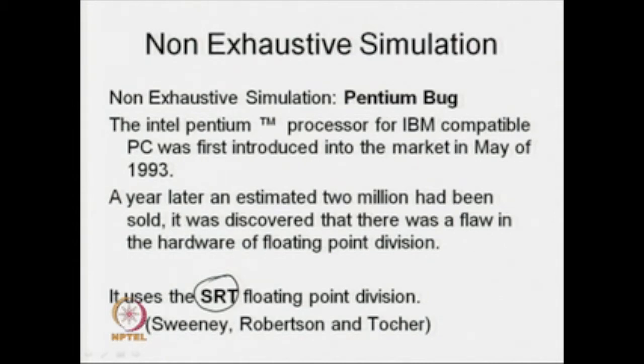So, we have a lookup table with some entries, but there is an error in one entry, and whenever we use that particular entry, it gives us a wrong result. But see, Intel people had tested it. How did they test it? They went for non-exhaustive simulation.